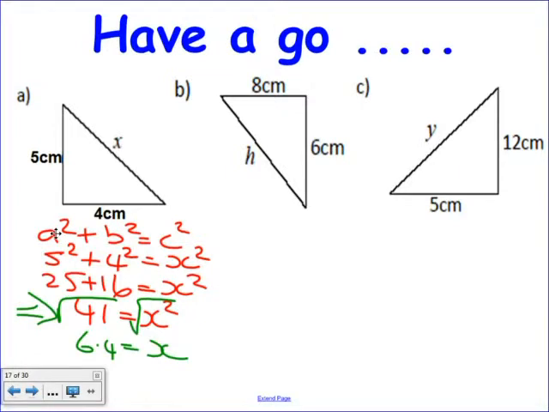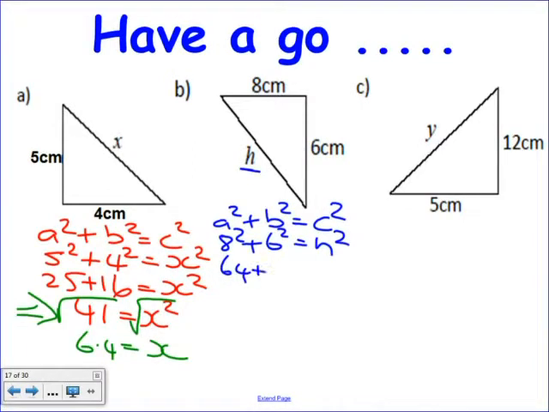A squared plus b squared is c squared. That's 8 squared plus 6 squared, which makes h squared. Call it h this time. So that's 64 plus 36. That's 100. And what's it equal to still? h squared. So we've got 100 equals h squared.